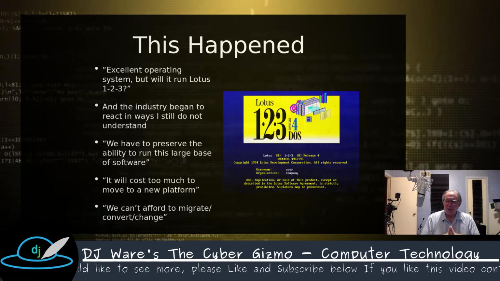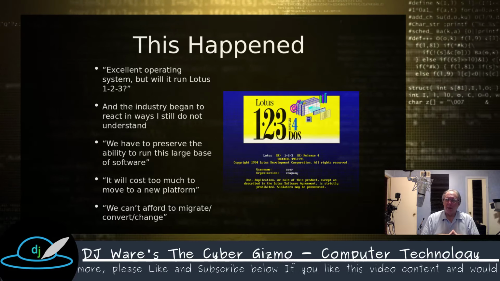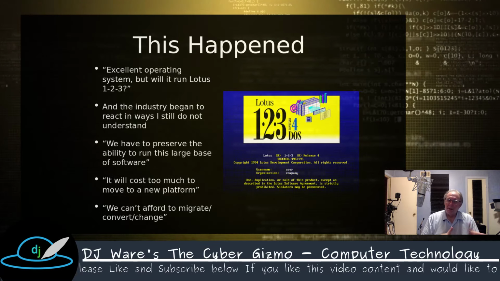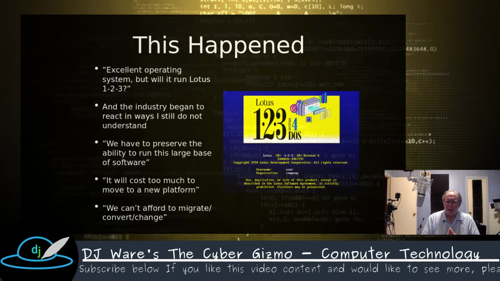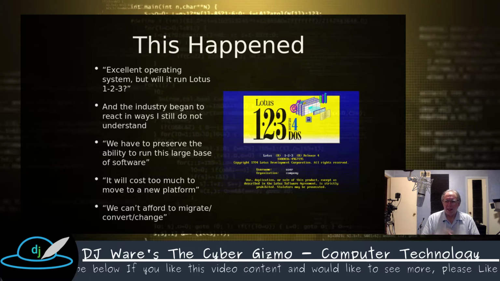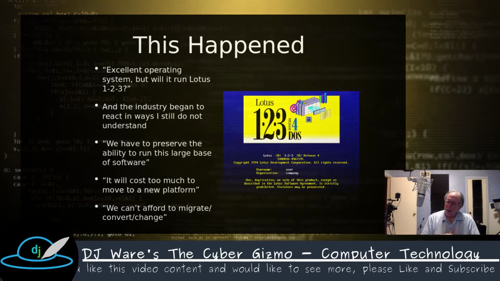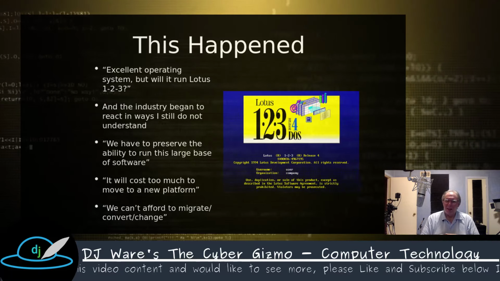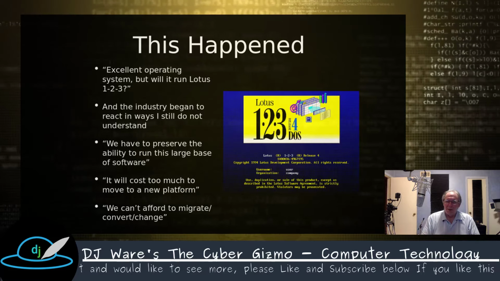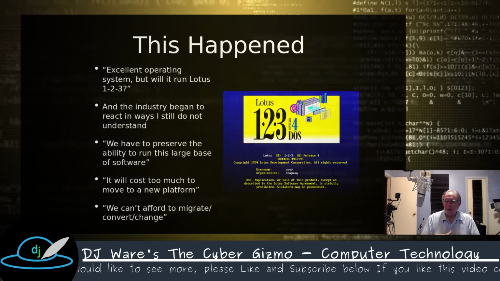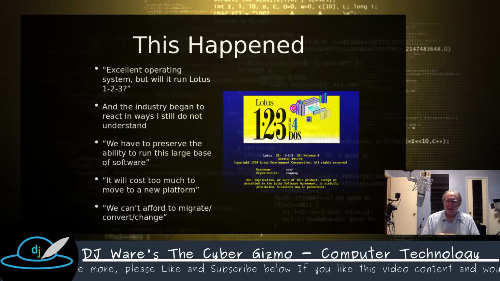It'll cost too much to move to a new platform, and yet you are. Whether you know it or not, you're moving to the cloud. You might still be using an obsolete PC, but out from underneath you, all of the processing and heavy weightlifting is occurring on the back end. We can't afford to migrate, convert, or change. And again, yet you are. You're updating to new processors. You're updating to new motherboards. You're updating to new software that's running in the cloud, that's not running on your PC. And so I'm not buying that. That's not a good argument.